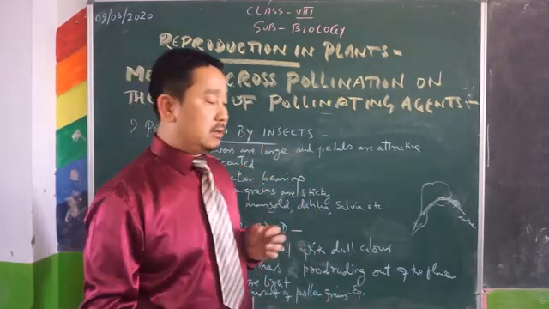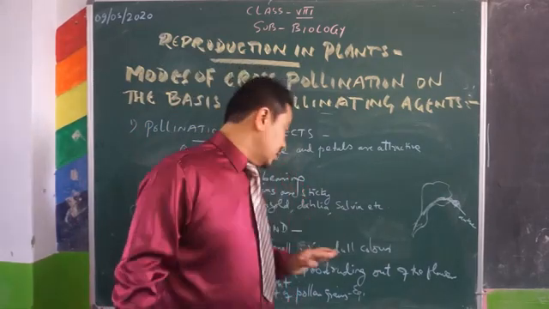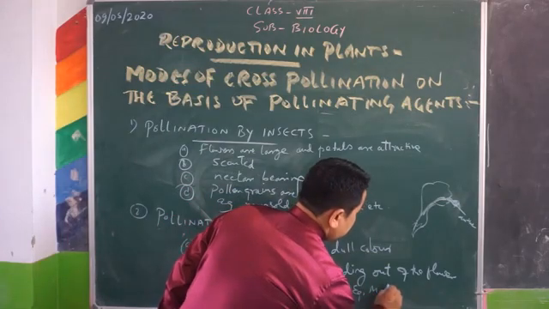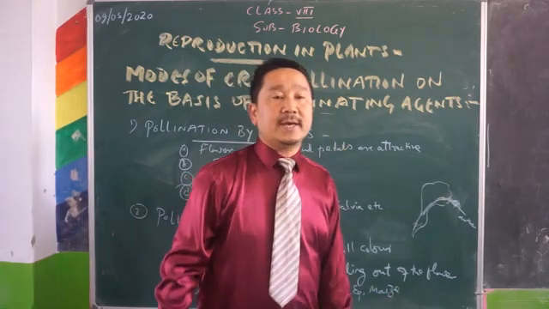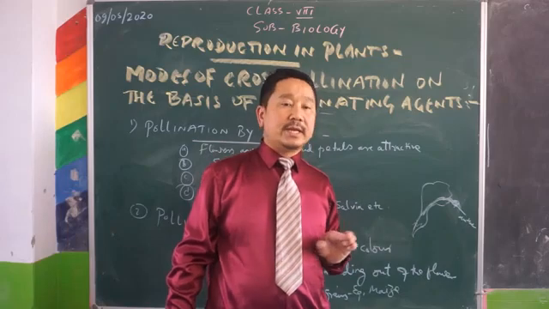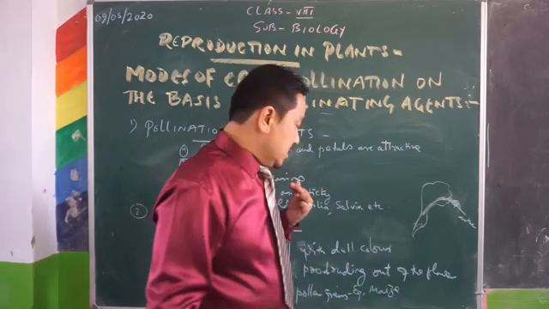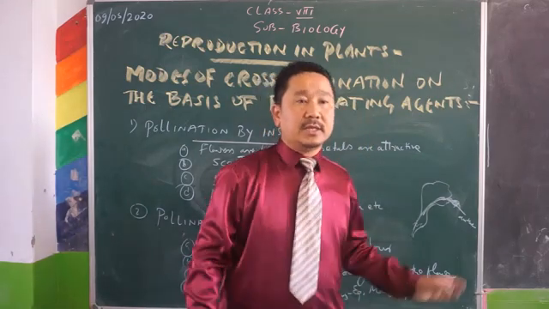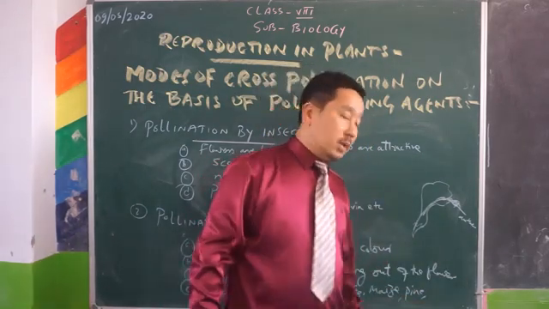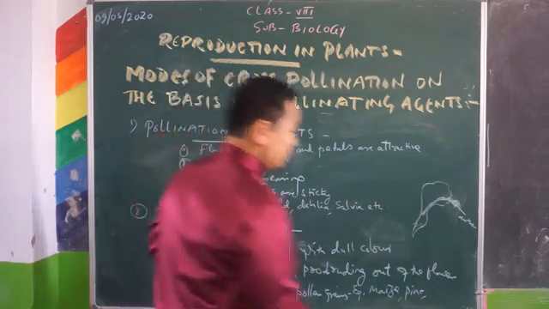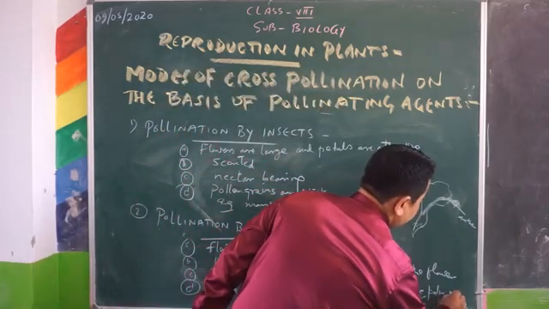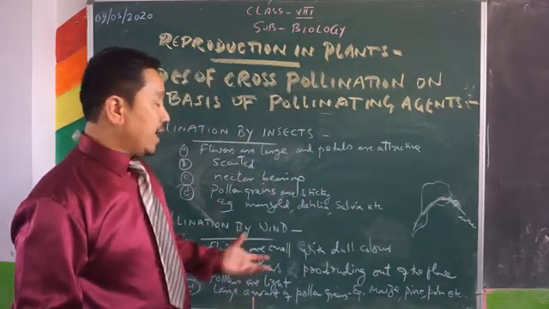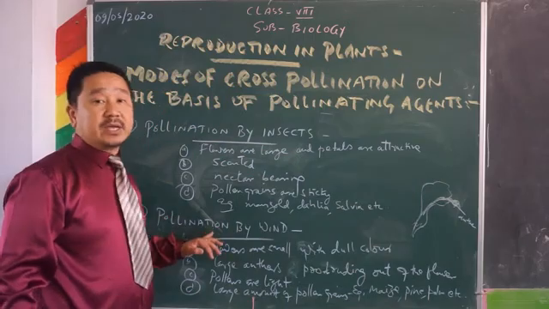Which are the flowers or the plants where the cross pollination by wind takes place? One very common example is maize. Okay? There it takes place. Then comes your pine. Even in the pine, this pollination takes place by wind. Even palm. So these are the plants where the pollination takes place by wind.